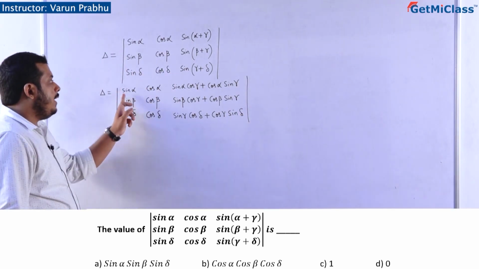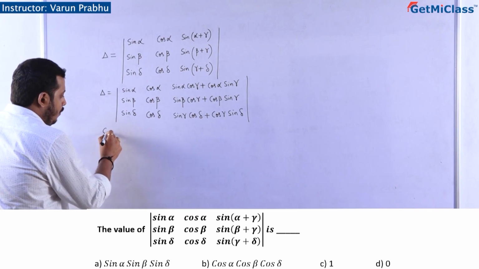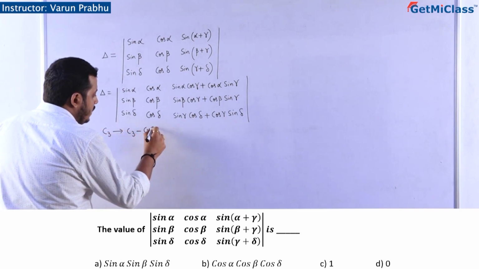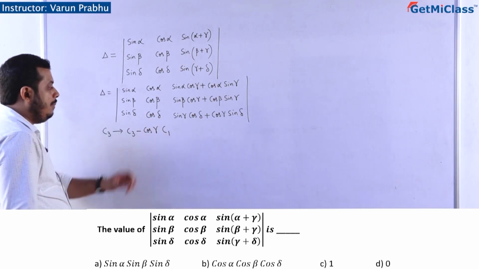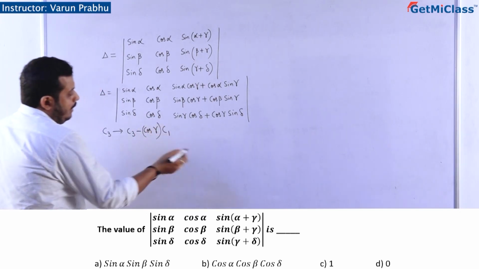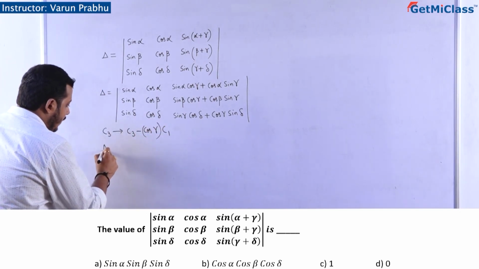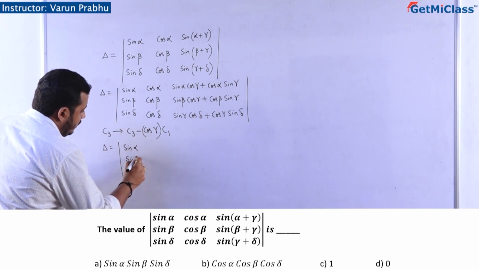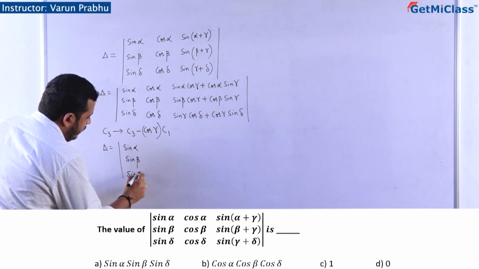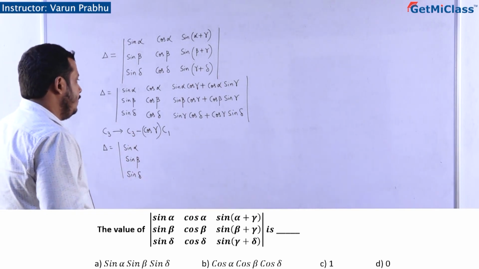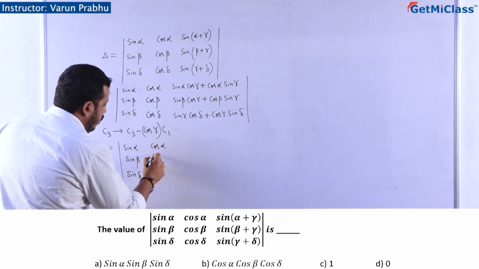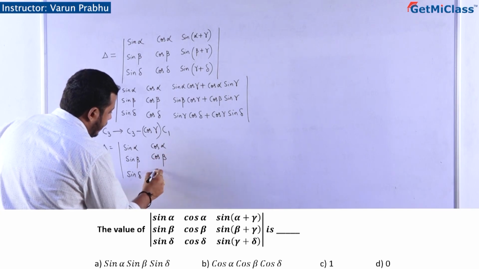Now if I want to simplify a term, from the biggest column I'll transform it, C3 minus cos gamma times C1. So delta is equal to sine alpha, sine beta, sine gamma, sine delta, cos alpha, cos beta, cos delta.